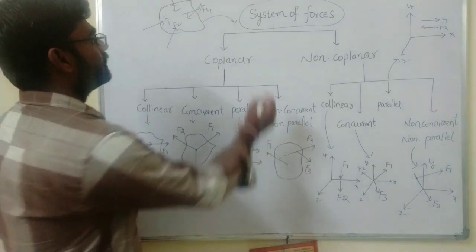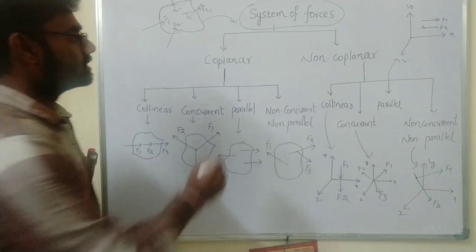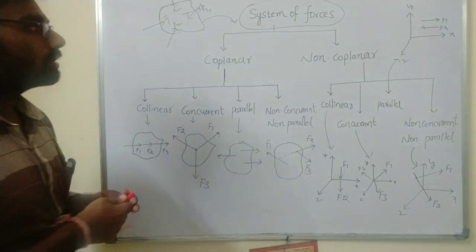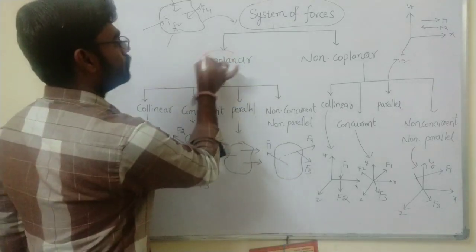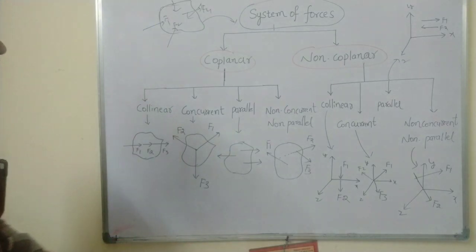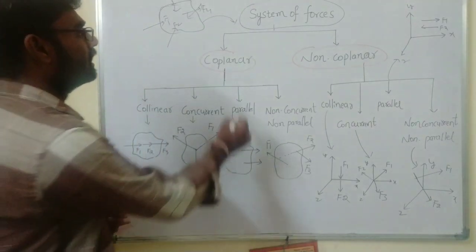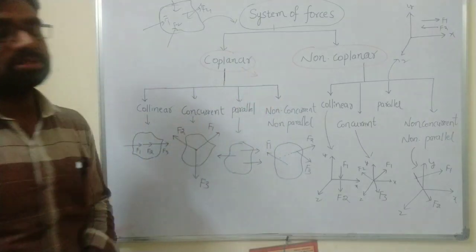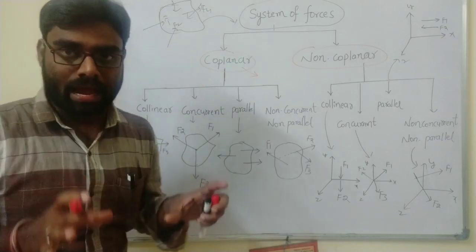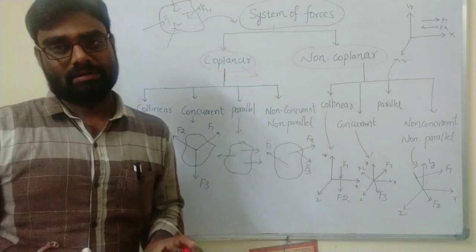Clear? The system of forces is classified into two types. The first one is coplanar, and the next one is non-coplanar. Then what is the meaning of coplanar, and what is the meaning of non-coplanar? Coplanar means the line of action of all the forces acting in a single plane.